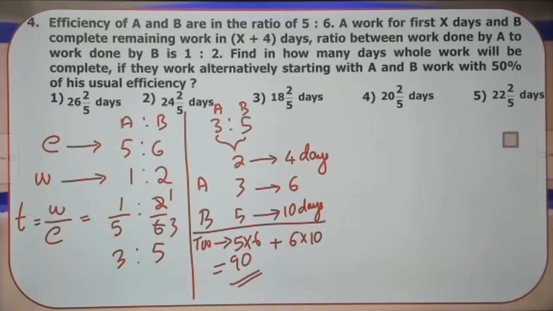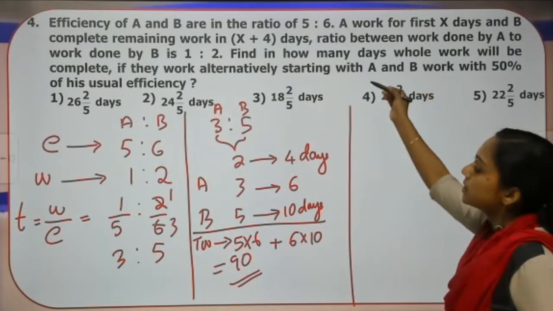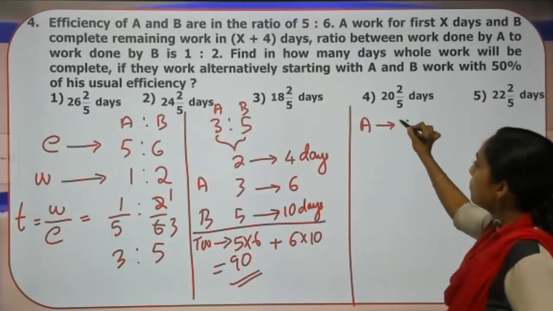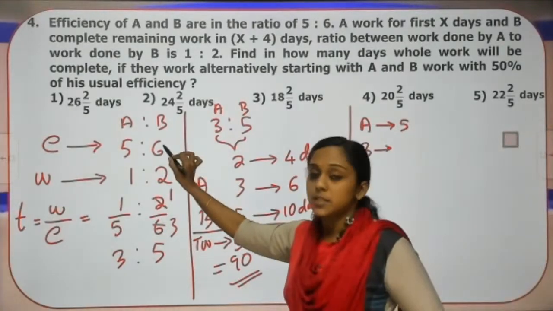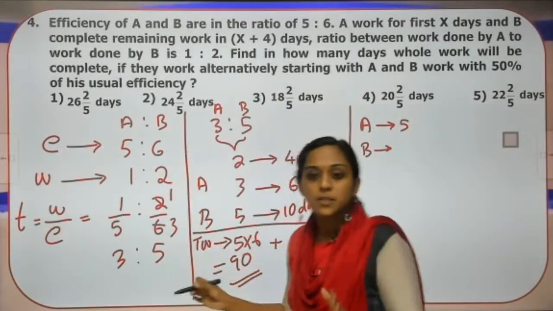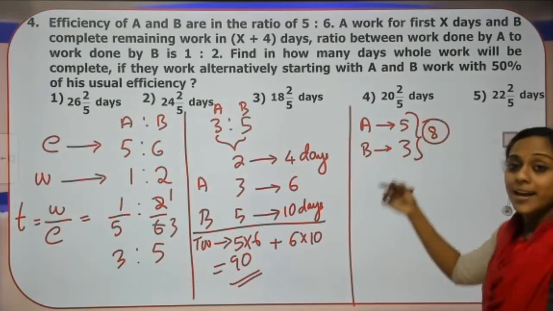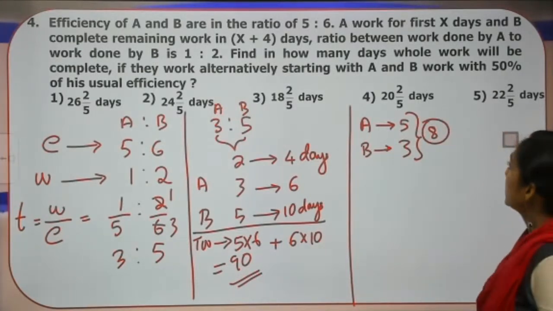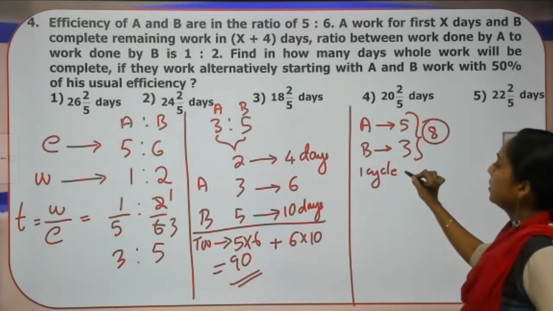Find in how many days the whole work will be completed if they work alternately, starting with A, and B works with 50% of his usual efficiency. A's efficiency is 5. B is working with 50% of the efficiency. Actually B's efficiency is 6, 50% of that is 3. So A and B working together work with 8 efficiency. So in each cycle, the work done is 8.